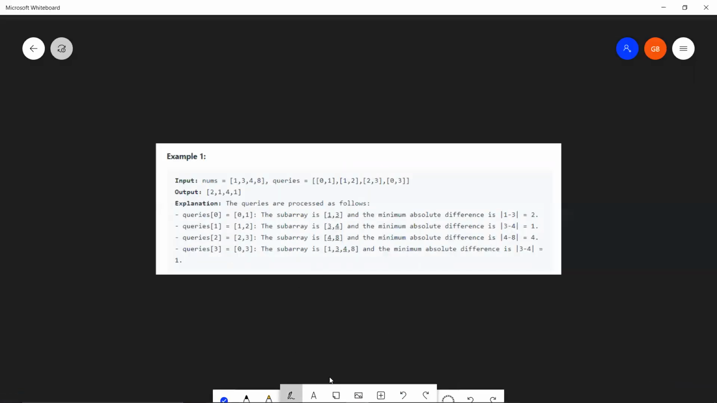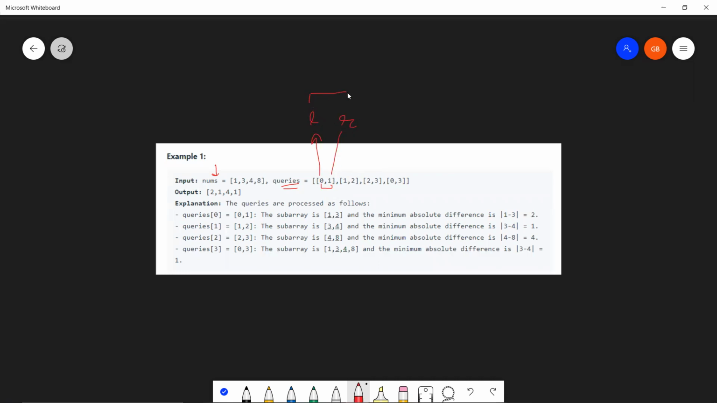So in this question, we have an array nums with us over here, and we have some queries with us. Queries is a list of lists. Each list inside the queries array contains two elements, and these elements represent L and R. So this is the range of elements we need to consider in this nums array. Now, why do we need to consider them? Let's quickly go over here with an example.